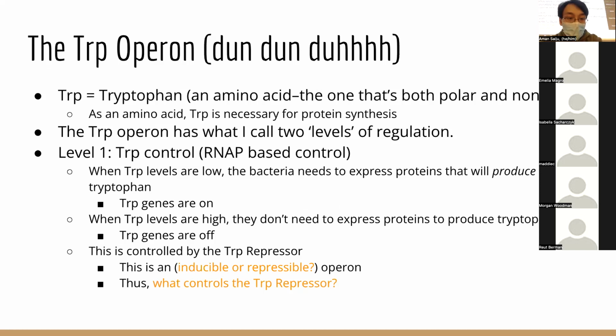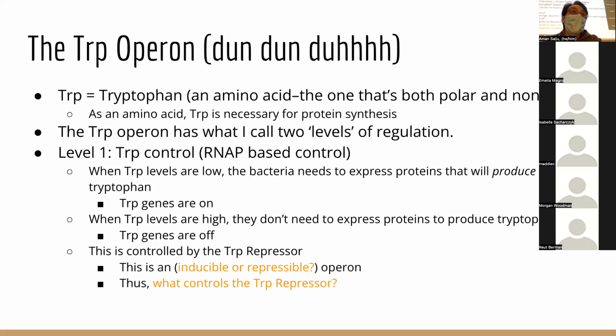And when trp levels are low, the bacteria need to express the proteins that allow for the biosynthesis of tryptophan. Like if you don't have a lot of it, we need to create the proteins that allow us to create more. And so, when trp levels are low, there's not enough tryptophan to bind to your trp repressor. The trp repressor doesn't bind onto your promoter. And so transcription is allowed to occur.